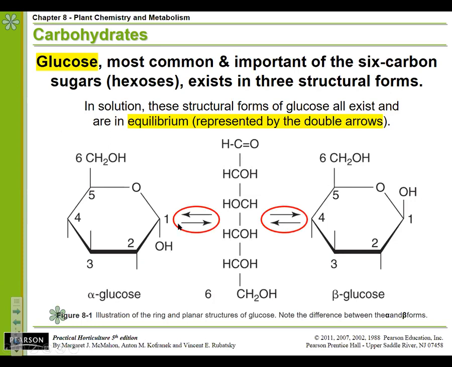So if glucose exists in a solution, the structural forms all exist in equilibrium. So they're basically existing as alpha glucose here on the left and beta glucose on the right, as well as the planar form in the middle, and kind of all at the same time. So they're fluctuating in a solution in water, basically, as they move through the plant in these forms.